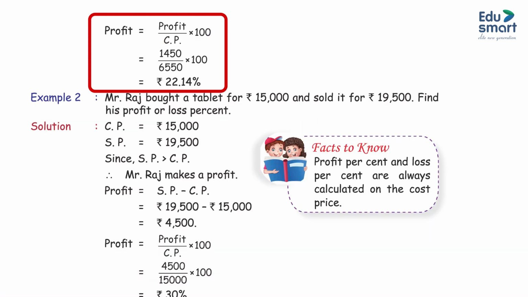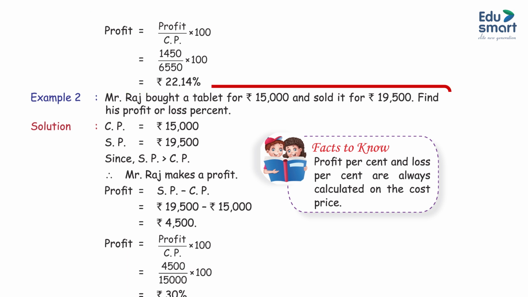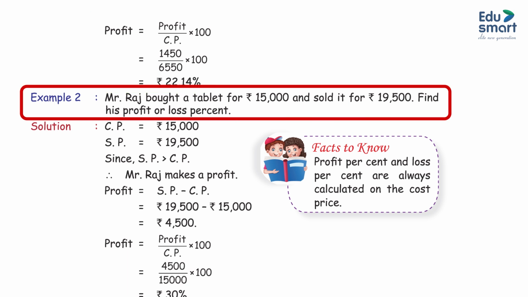Profit percent is equal to profit upon CP into 100, 1,450 upon 6,550 into 100, is equal to 22.14%. Example 2. Mr. Raj bought a tablet for rupees 15,000 and sold it for rupees 19,500. Find his profit or loss percent.